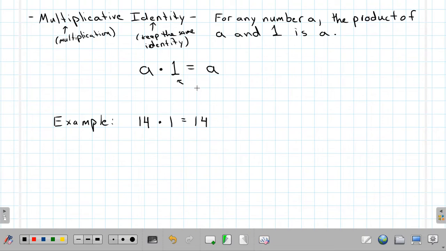So because of this, just like we called the number 0 the additive identity, we call the number 1 the multiplicative identity. Okay, the number 1 is the multiplicative identity. And what this tells us is no matter what we multiply times 1, it's always going to stay the same. So any number we can think of to put here times 1 is going to be that same number. Okay, and that's where the identity comes in. It stays the same identity.